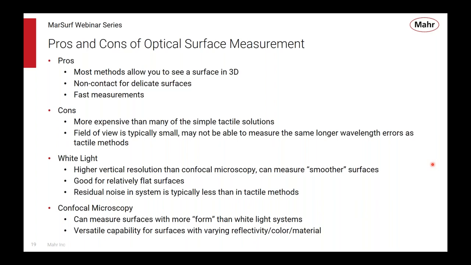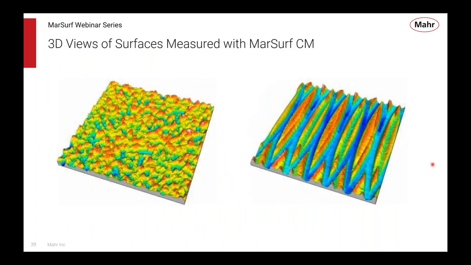You can get great measurements, great agreement and correlation to stylus-based instruments. So the confocal microscope world is kind of the workhorse world of the optical systems that we manufacture and sell, but both are possible. You can see we can get some great three-dimensional views of surfaces, and these are both done with the confocal microscope kind of a solution.